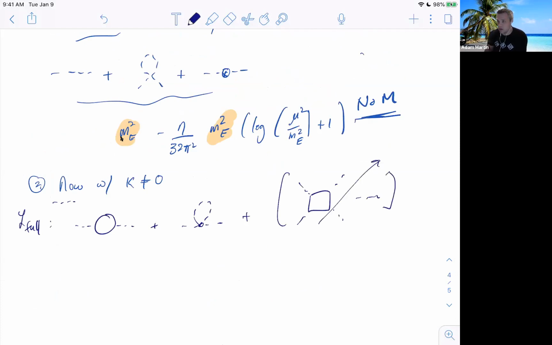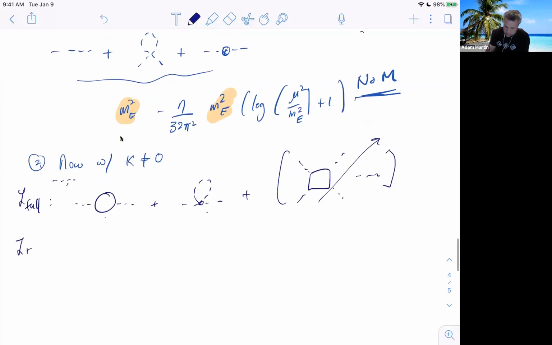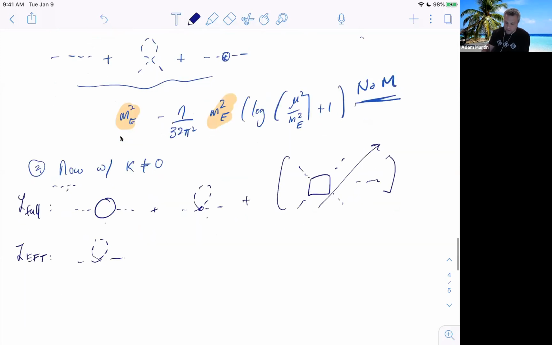It's not that they're not important. If I was to fully match these theories at loop level, I'd have to include this. I would have to include momentum dependent pieces as well. But I'm just zeroing in on the mass piece, which is this term, this term, this term. Well, what do things look like in the EFT? Well, we've got this. That's it, right? It was the same diagram that I had just calculated up here. Oh, of course, I still have the tree level piece.